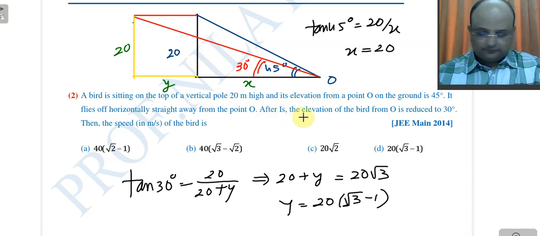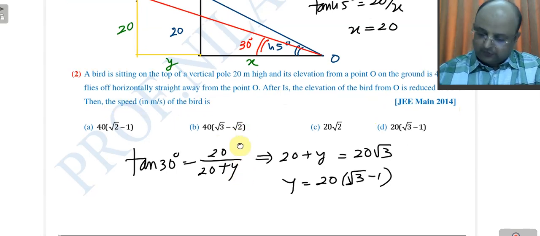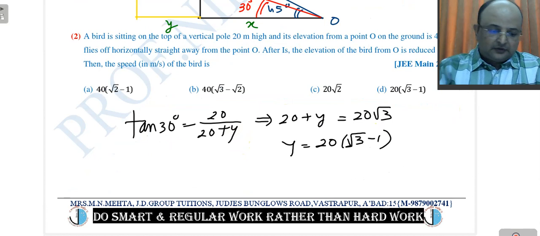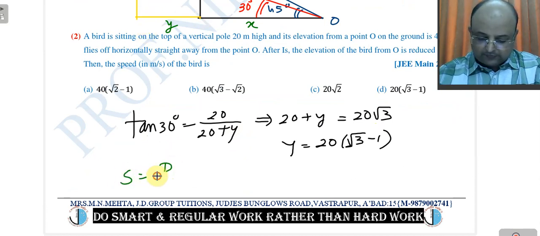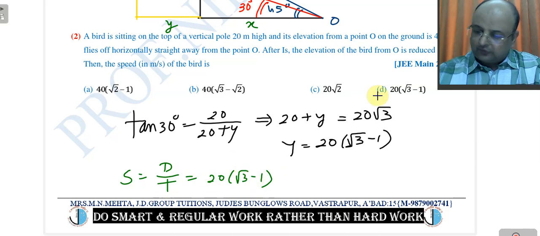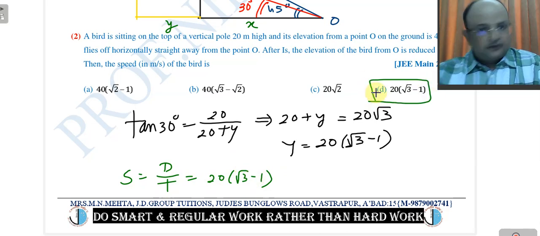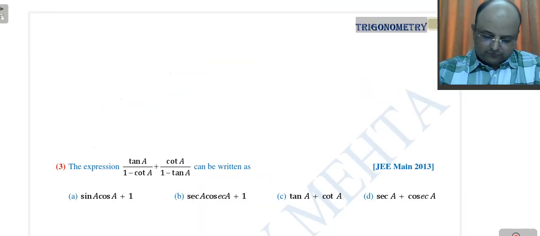After 1 second, the elevation of the bird from O reduces to 30 degree. The speed of the bird, you are not asked to find out distance. This is what you are discussing. This is distance that you have found. Speed is distance upon time. Distance is this, upon time is 1 second. So fortunately the answer is 20 into root 3 minus 1. Is that clear? So we go for question number 3.